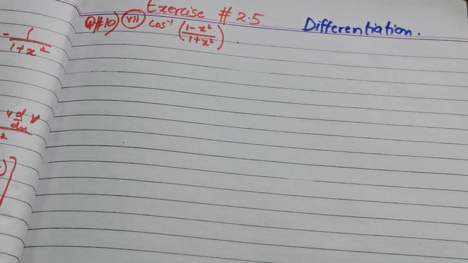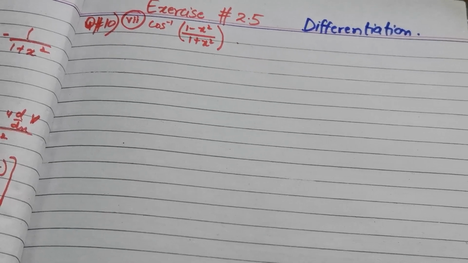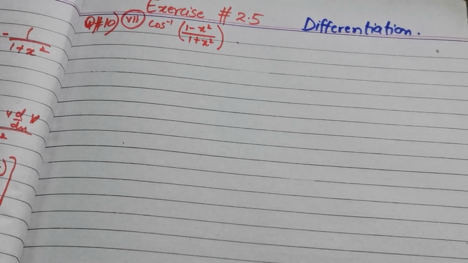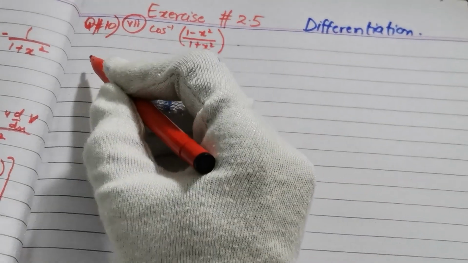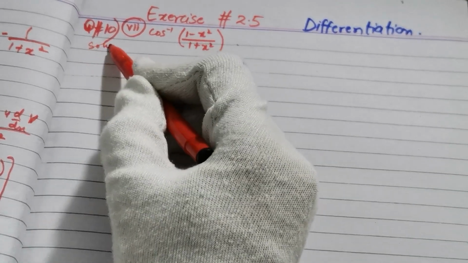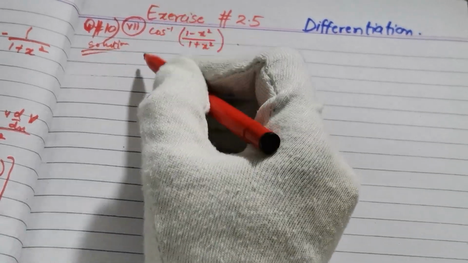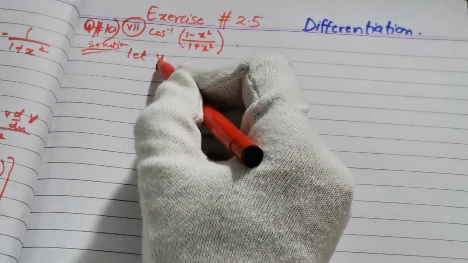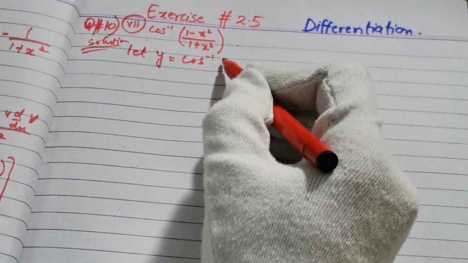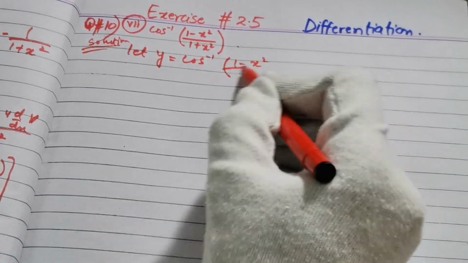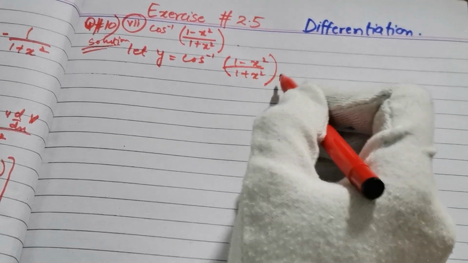Today we'll solve exercise number 2.5, differentiation. Question number 10, part 7: cos inverse of (1 minus x square) divided by (1 plus x square). So we'll solve this question. Let y be equal to cos inverse of (1 minus x square) divided by (1 plus x square).